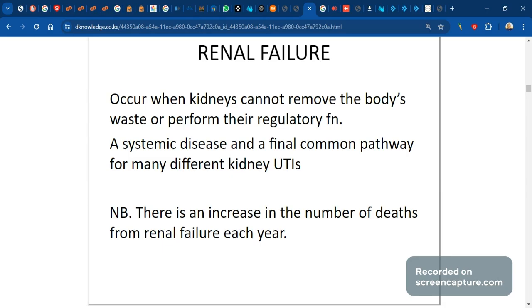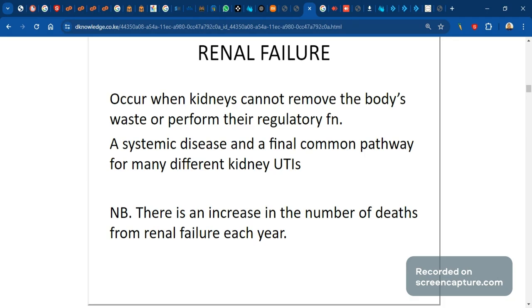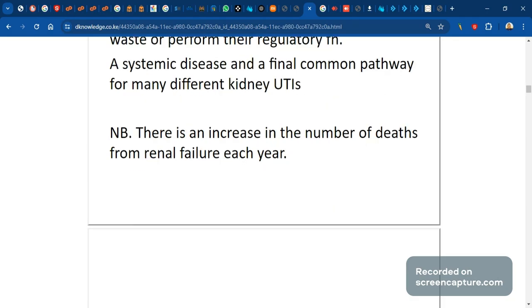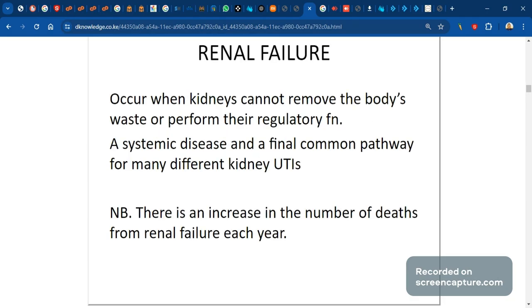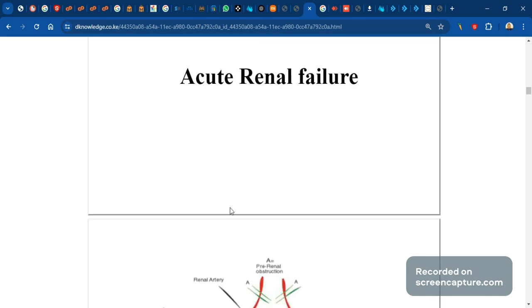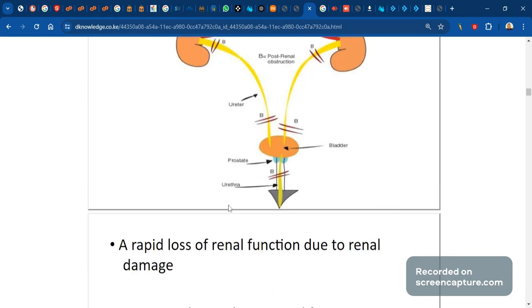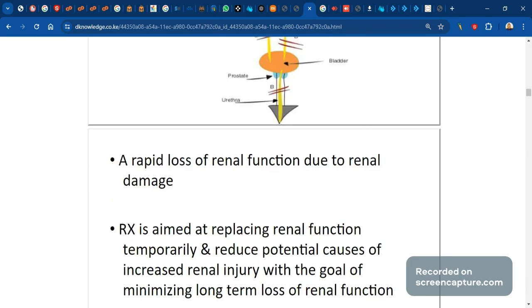Renal failure occurs when the kidney cannot remove the body's waste or perform its regulatory function. It is a final common pathway for many systemic diseases and kidney diseases, including UTIs. Normally there is an increase in the number of deaths from renal failure each year. Out of many other killing conditions, kidney or renal failure also comes at the topmost position. So acute renal failure is sudden, it is a rapid loss of renal function due to renal damage.